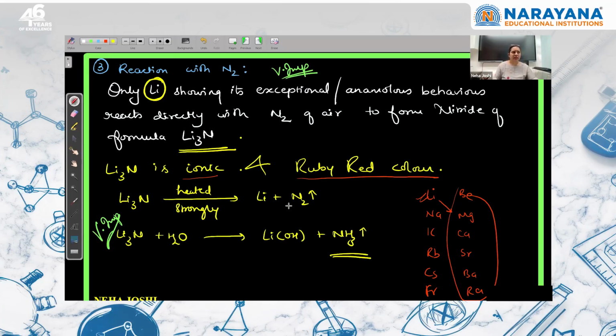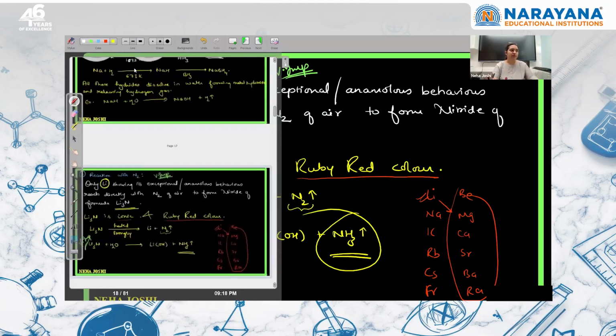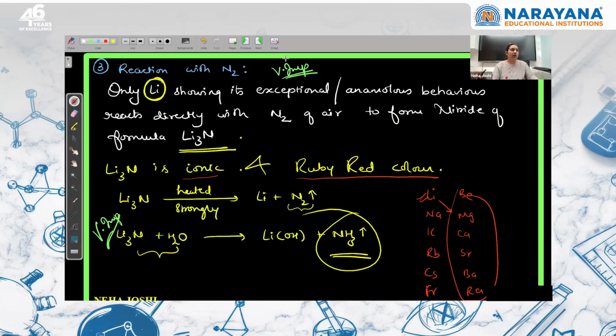It is ionic, well and good. If you heat it, it releases nitrogen. But heating is not that simple. It is not warming, it needs strong heating. But the important thing is, if you hydrolyze it, it can be a source of ammonia, forming lithium hydroxide. A basic solution is left.